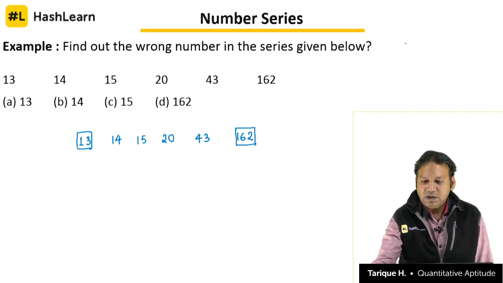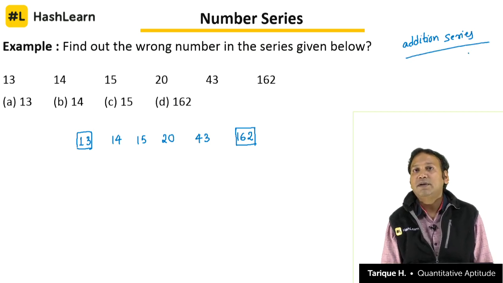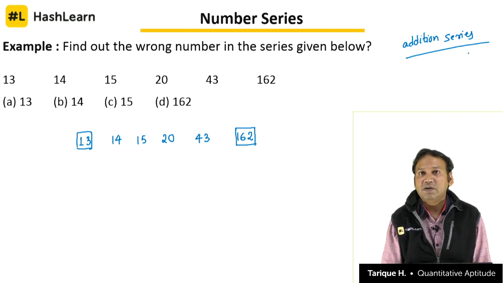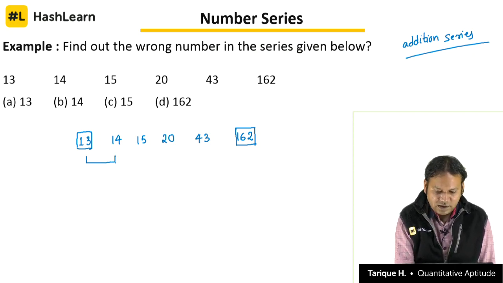That means this could be based on addition. It could be an addition series. So first we understand this. Always observe the series and try to first figure out what the series could be. It could be a multiplication series or an addition series. How much is the increment? That we have to see. So once we know that it is an addition series, why don't we find out the difference of these numbers?